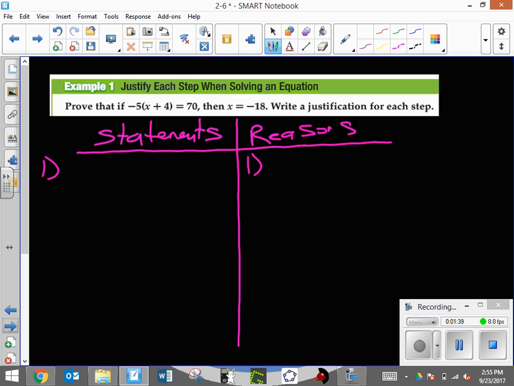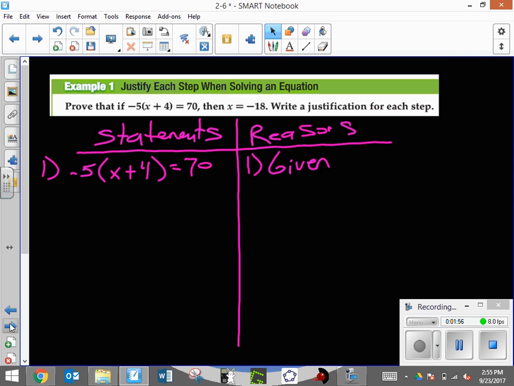And my first one that I'm going to do is I'm just going to put what was given to me in there. I was given that -5 times my quantity x plus 4 equals 70. And my reason for starting with that is it was given to me. Okay? That's how you're going to start all of these. Start with what you're given. Then you're trying to show me that x equals -18. Okay? So we're going to do this step by step.